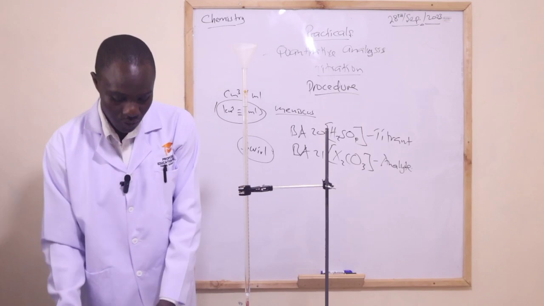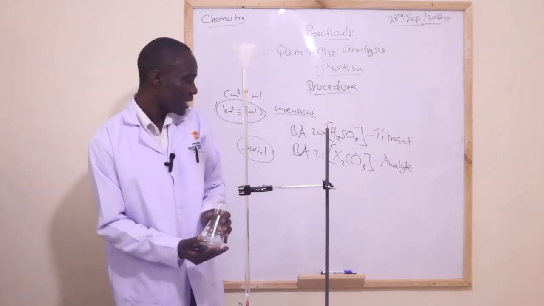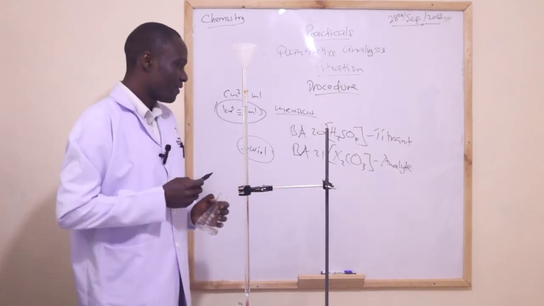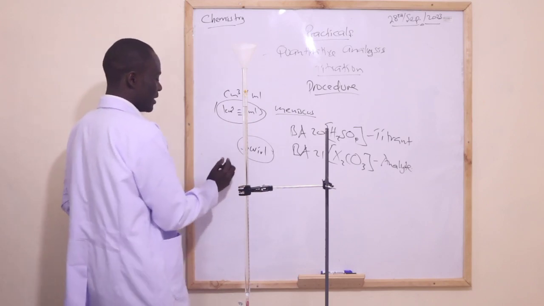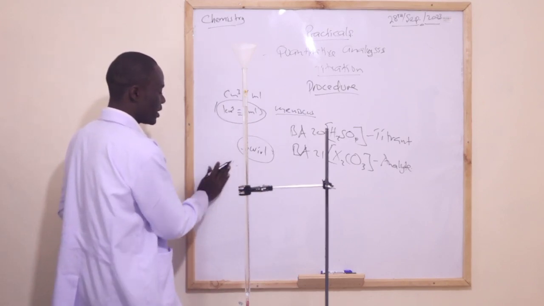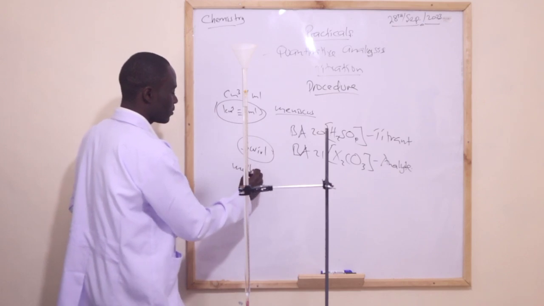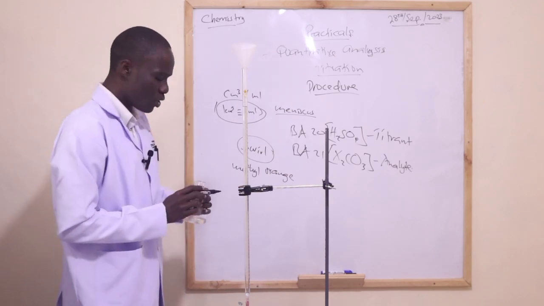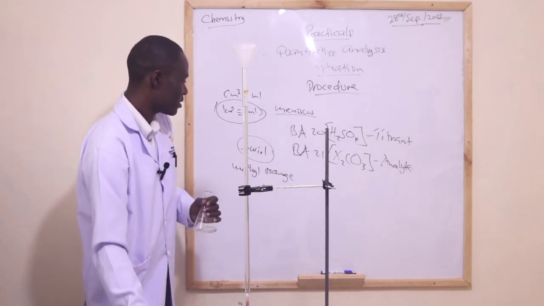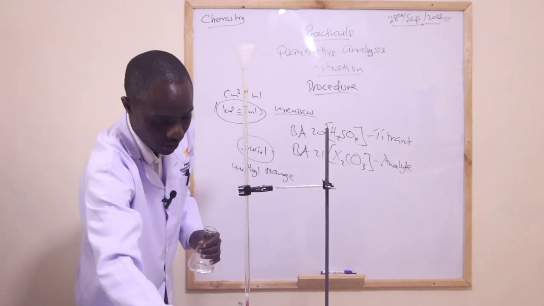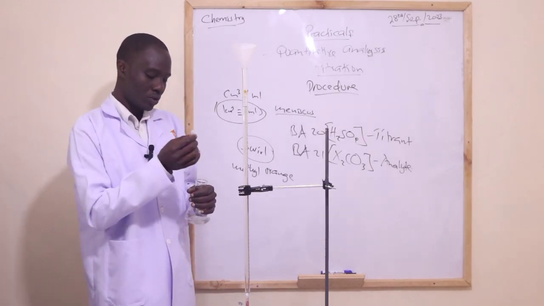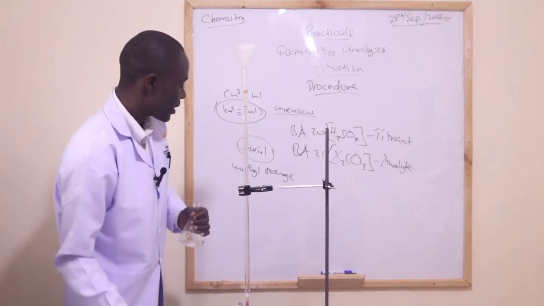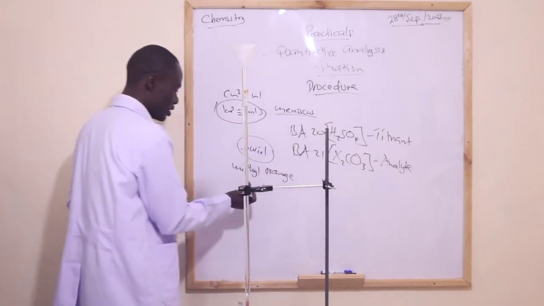So after transferring the contents of the analyte into the conical flask, you need to add drops of the directed indicator, in this case methyl orange. So how do we add methyl orange? Don't just pour. You need to use an apparatus called a dropper, and add the drops of methyl orange to the analyte dropwise.